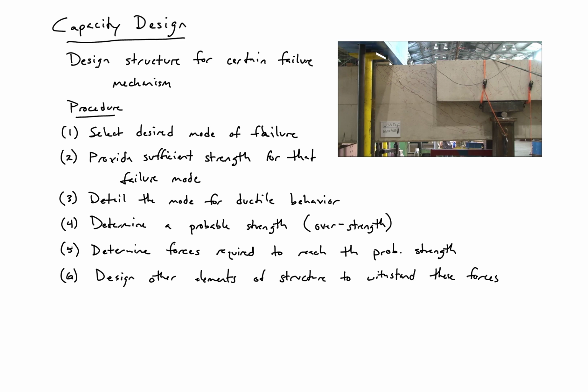So this can be seen in several different cases. One of them is the case of the laboratory test. In the specimen you see up in the right-hand corner, this beam was designed to fail in a shear mechanism. So first what we would do is we determine that we want it to fail in shear.